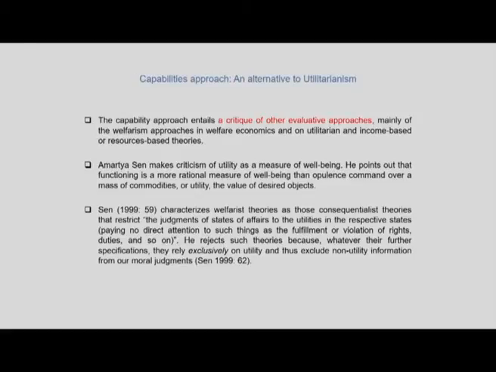And Sen, in his book Development as Freedom, mentions that welfarism judges states of affairs by the utilities in the respective states, paying no direct attention to such things as the fulfillment or violation of rights, duties and so on. So, he rejects such theories because, whatever their further specifications, they rely exclusively on utility and thus exclude non-utility information from our moral judgments.